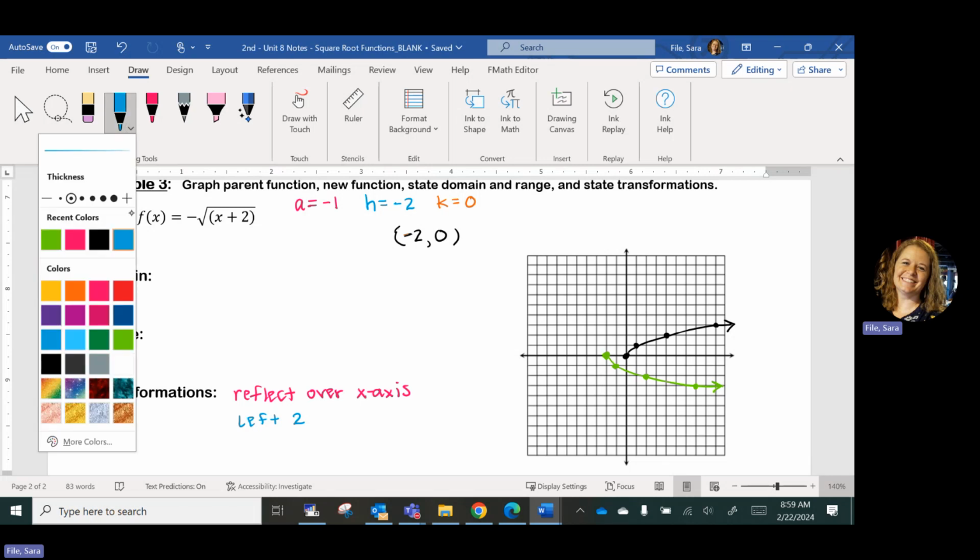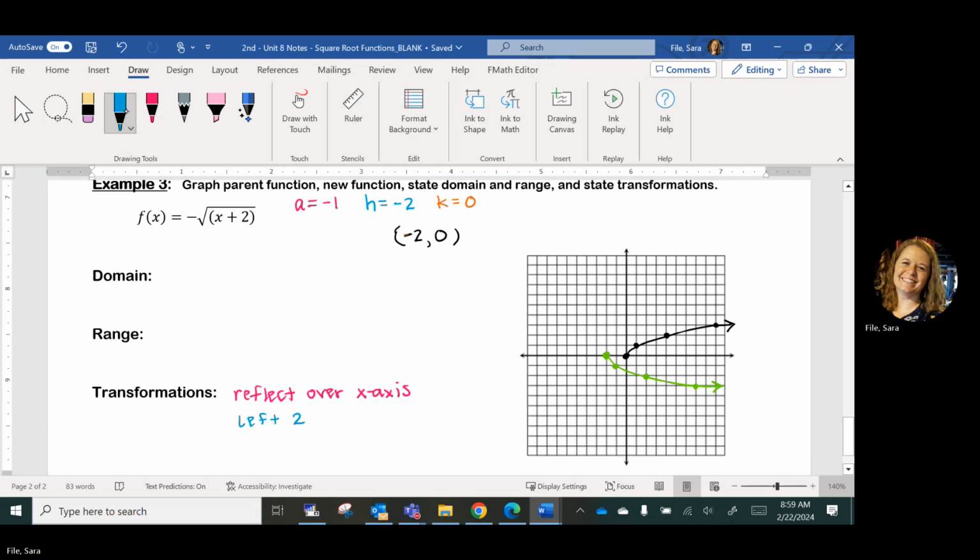So what does that mean for my domain? How far left to right does this graph go? What's the furthest most x value left? -2. So it shifted left 2. So my domain was shifted left 2. Okay, what about the range?